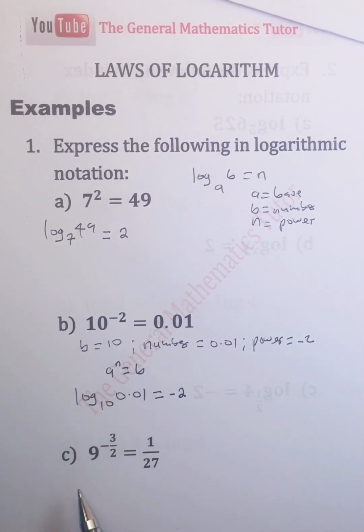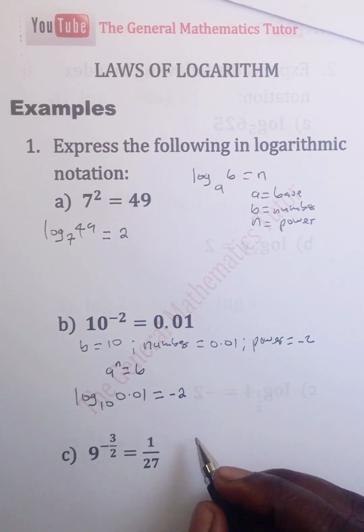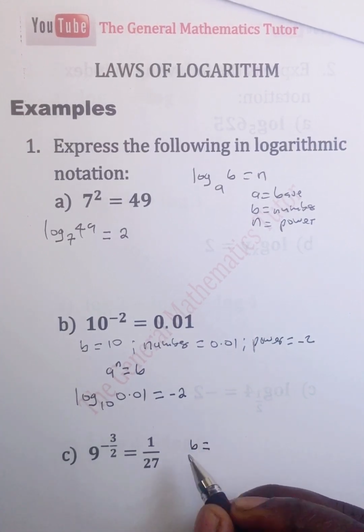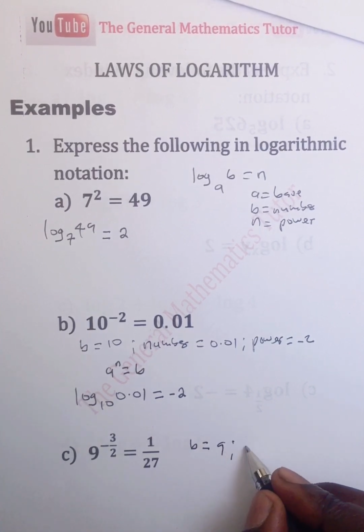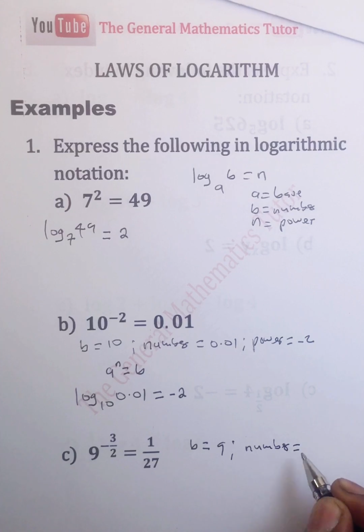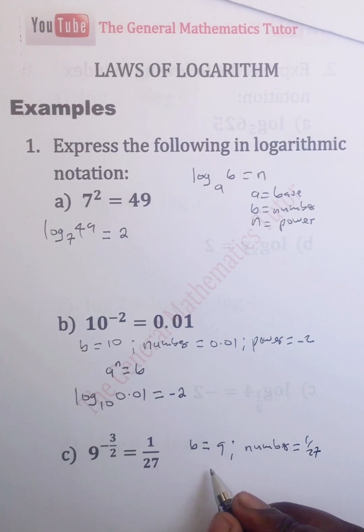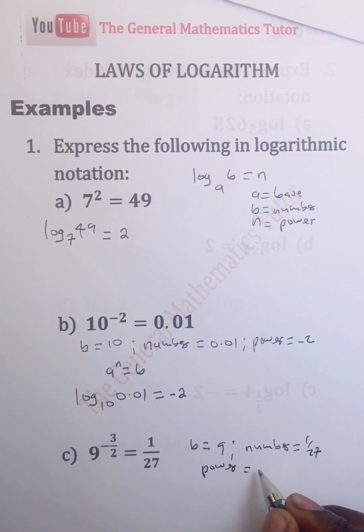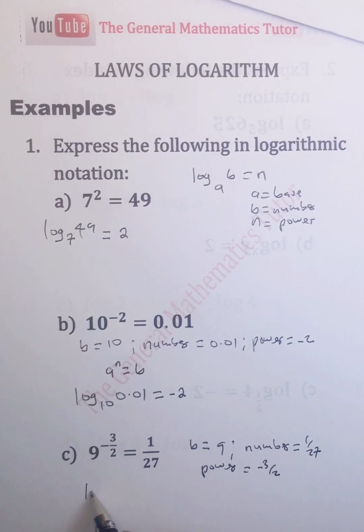Part C, we have 9 raised to the power negative 3 over 2 is equal to 1 over 27. So just identify the base. The base in this case is 9. The number, in our case the number is 1 over 27, and the power is negative 3 over 2. So we're going to have the log to base, which is 9, of the number, which is 1 over 27, is equal to the power, which is negative 3 over 2.